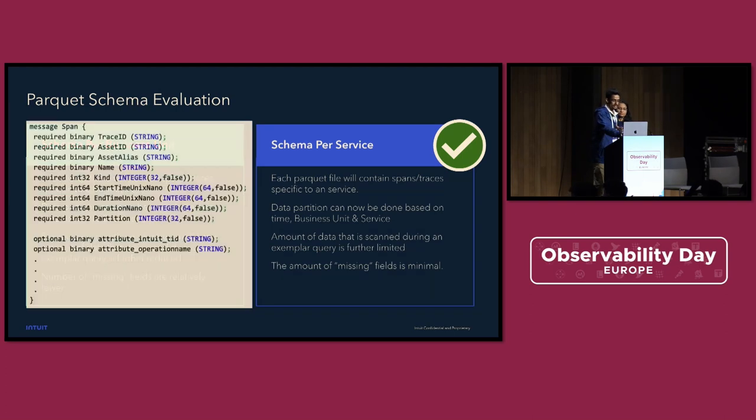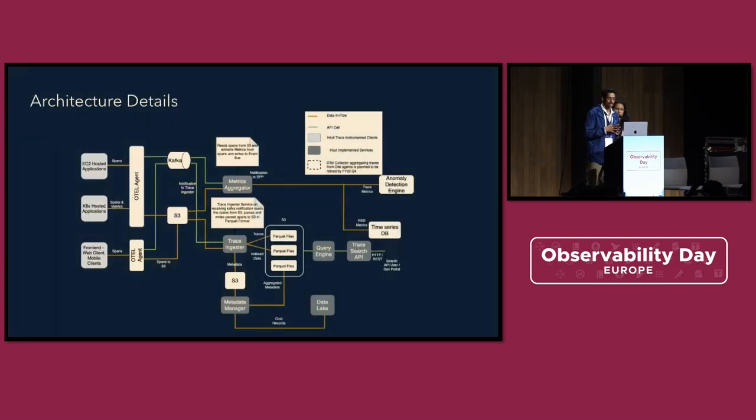And this is just an example of what the schema would look like. The schema would have some required fields like trace ID, asset ID, asset alias, and so on. And then the optional fields, which are nothing but the span attributes. So every span that is emitted from the system, we create a record in this particular schema. So this is the final architecture that we ended up with.